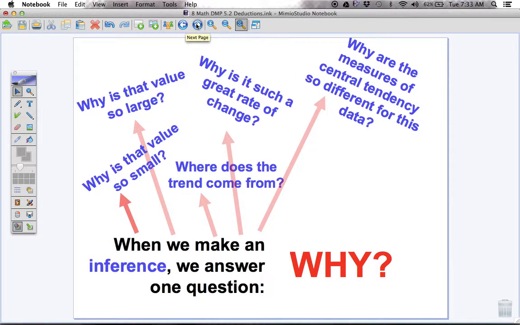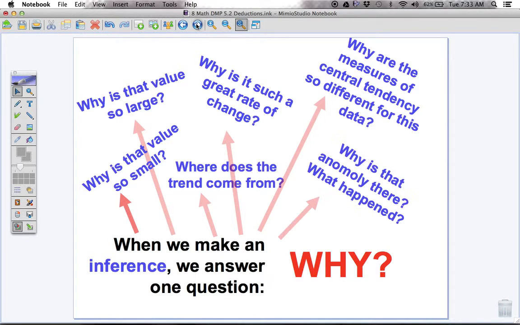You also can look at the three measures of central tendency, and sometimes they vary quite a bit, and that can also be really interesting. Why would they vary so much? Why would the mean be so much larger than the median or the mode? And finally, what is that anomaly? We talked just earlier about that anomaly, that one piece of data that just doesn't fit. Why doesn't that data fit? What does that data represent?